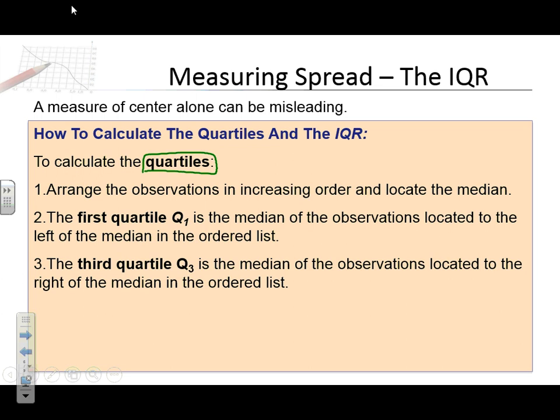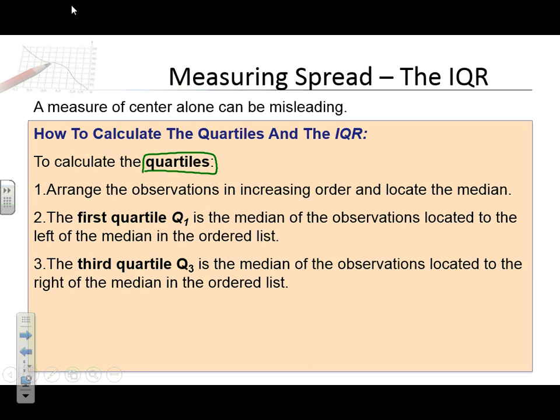Now we go from quartile 1 to quartile 3. Where's quartile 2? The median. Since we have a specific name for that, we don't ever call it quartile 2. It's just always the median. All right? So those are the quartiles.